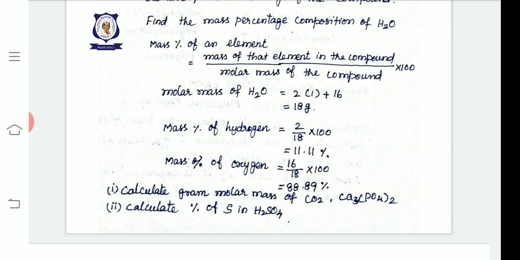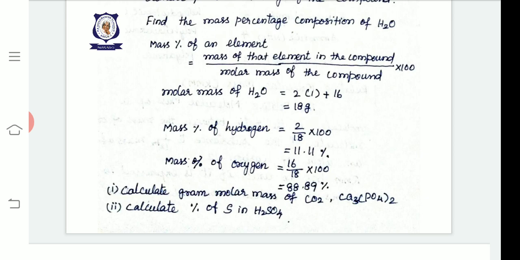In such a way, calculate the percentage of sulfur in sulfuric acid, and then calculate the gram molar mass of carbon dioxide and calcium phosphate. Here the value of calcium is 40, phosphorus 30, oxygen 16. Just calculate for 3 calcium atoms, 2 phosphorus and 8 oxygen. Do it yourself as homework.